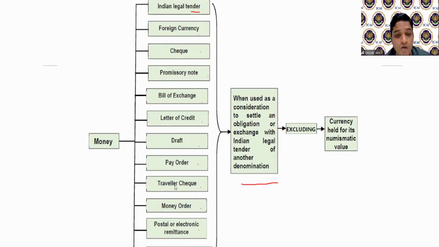GPay, Google Pay, is recognized by RBI. Yes, it is recognized by RBI because all of that is linked to UPI.